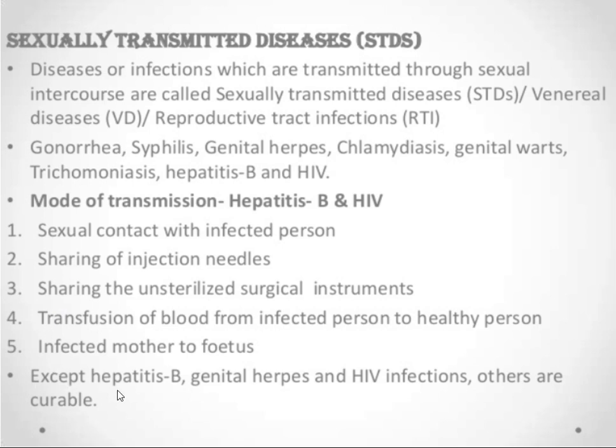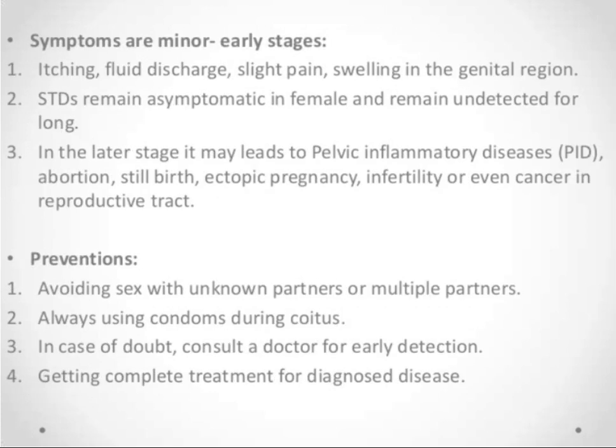learn. Except hepatitis B, genital herpes, and HIV infections, others are curable. So some are fatal diseases. Now there are symptoms in early stages, and then the preventions which you have to learn. There are general things which appear as symptoms in the early stages, like itching or fluid discharge, slight pain, swelling in the genital region.